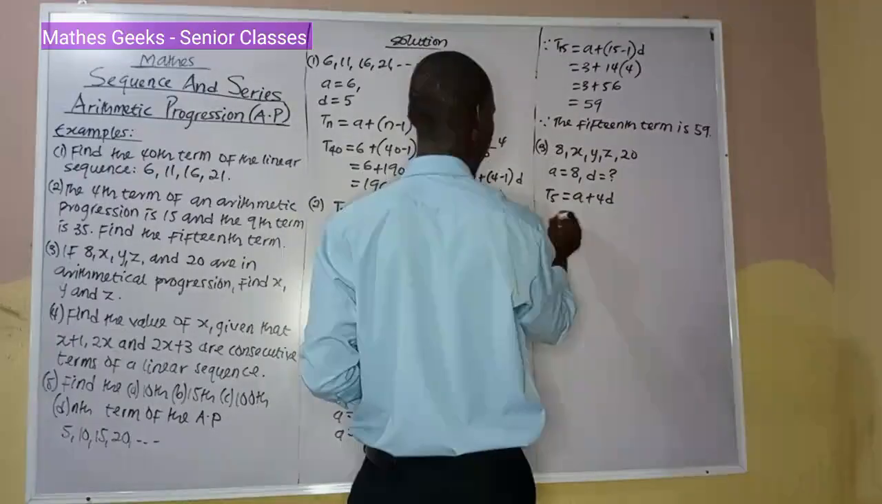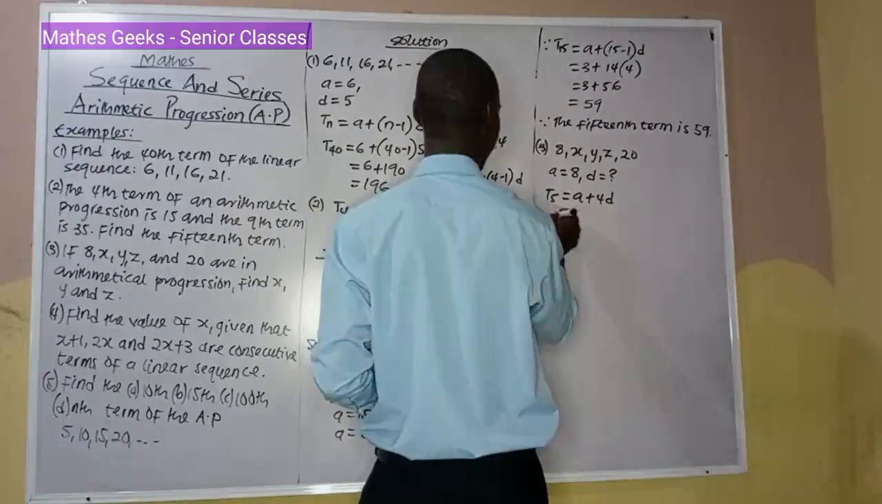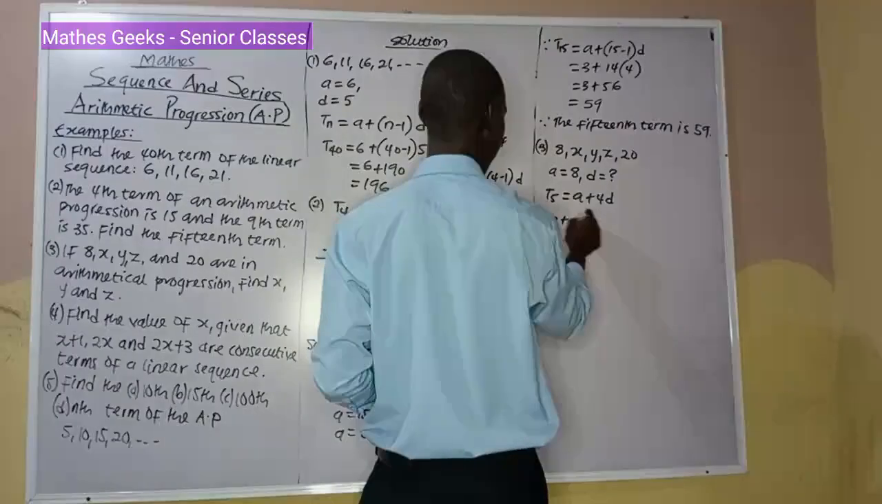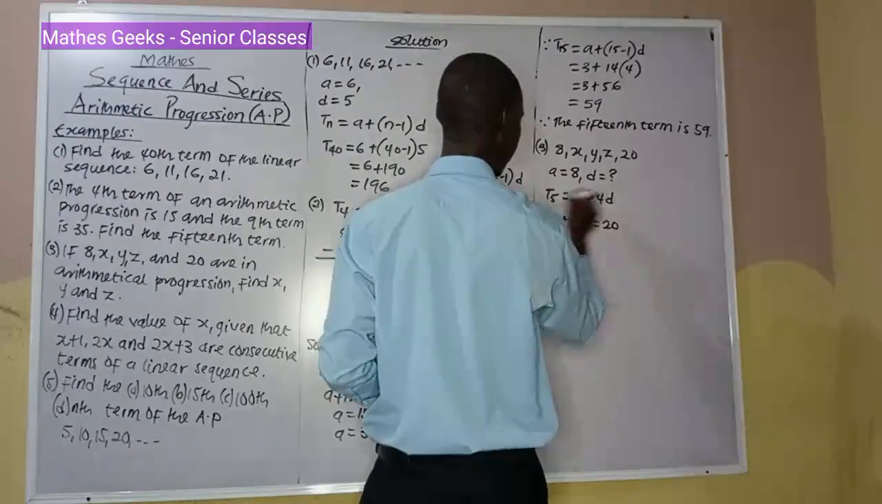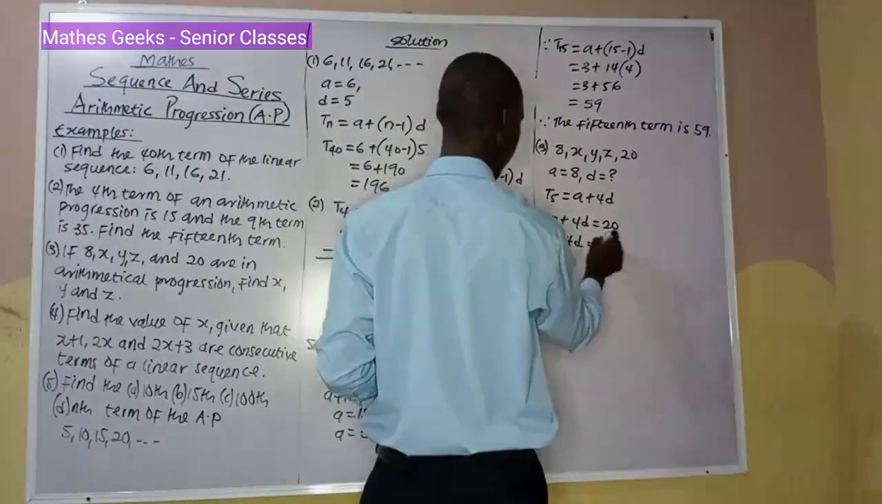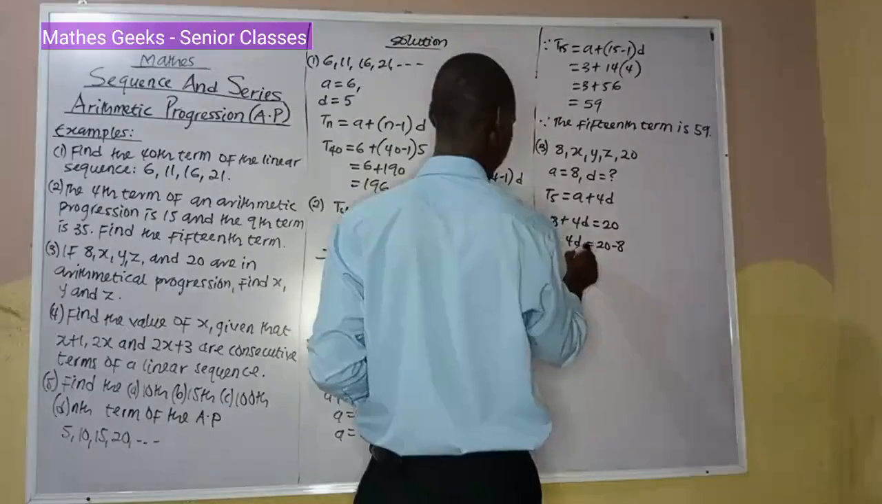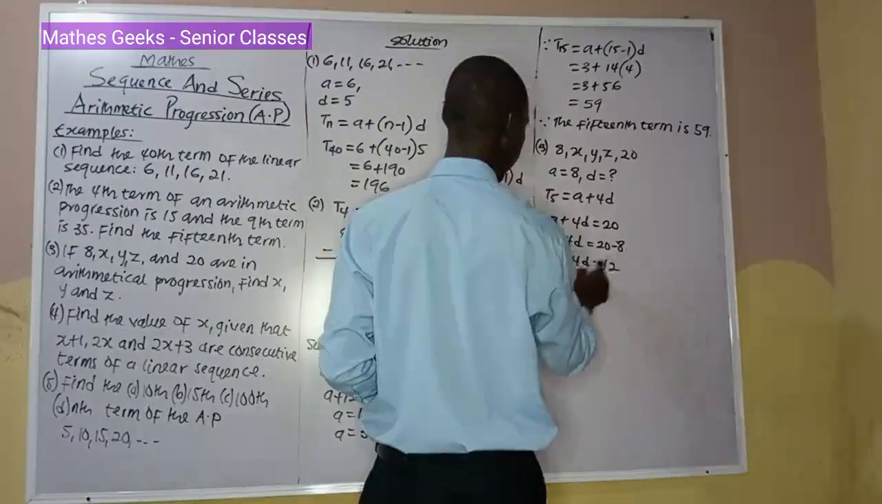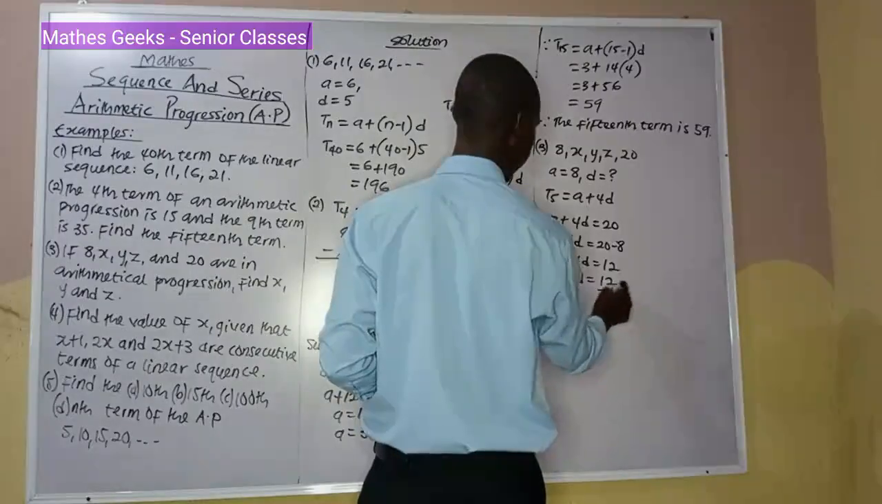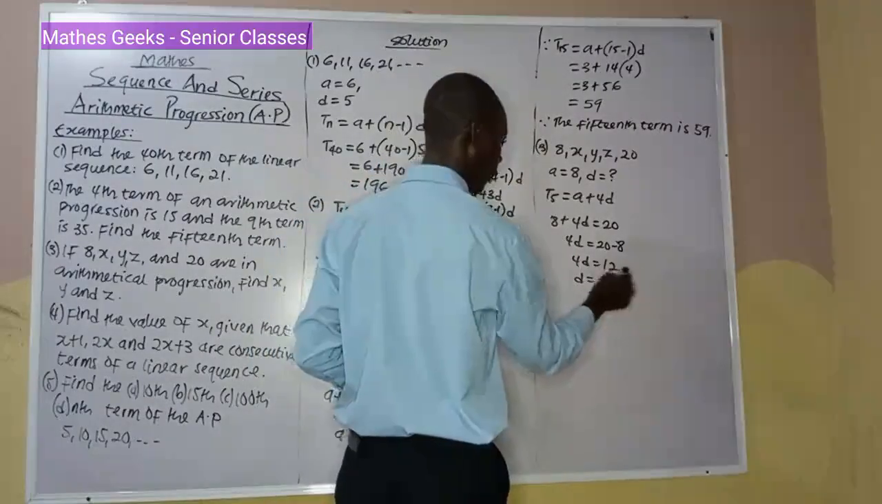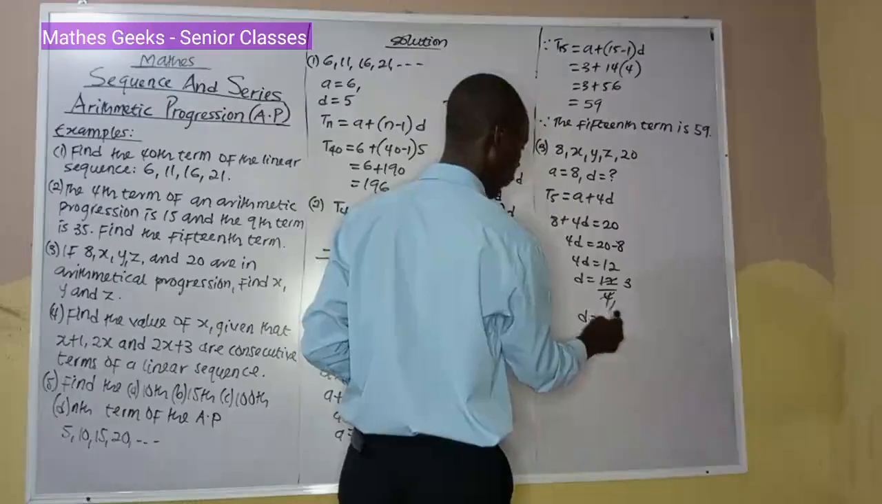So A is equal to 8, which is the first term. 8 plus 4D is equal to 20. So 4D is equal to 20 minus 8, and 4D is equal to 12. So D is equal to 12 over 4. So 4 here 1, 4 here 3. So D is equal to 3.